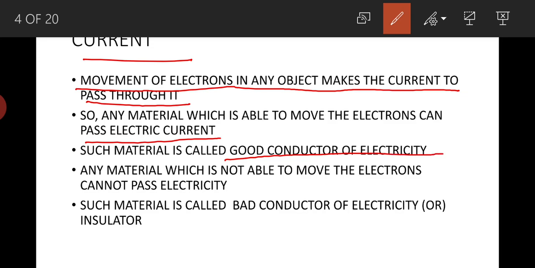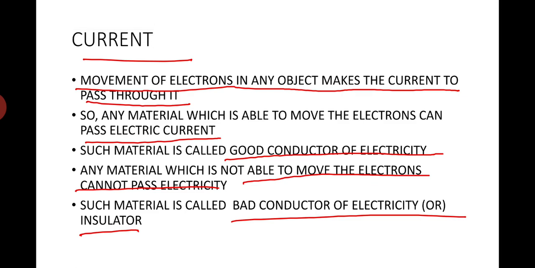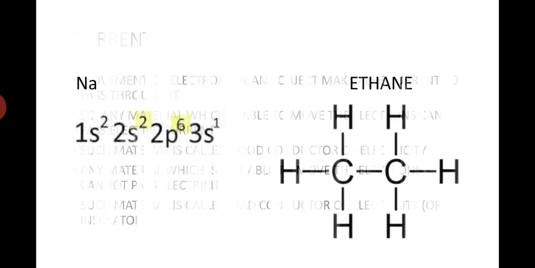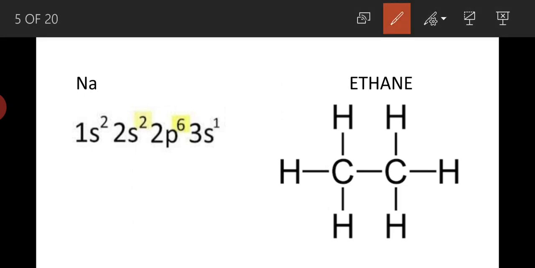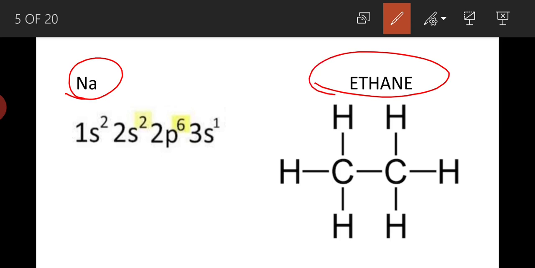Any material which is not able to move the electrons cannot pass electricity. Such materials are called bad conductors of electricity or insulators. Let me explain this with an example. Here I am taking two elements, sodium and ethane.